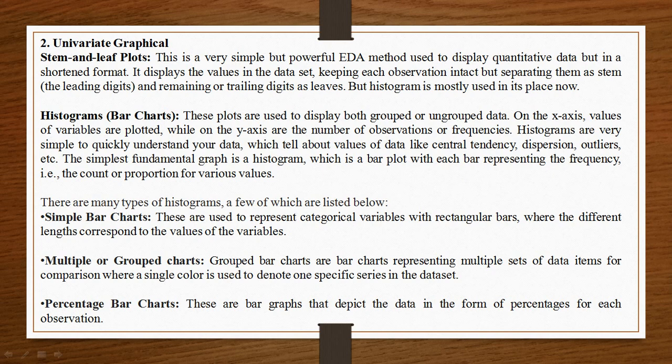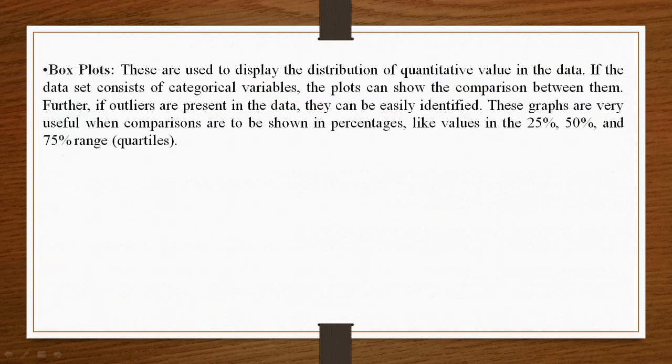There are three types of histograms. First is the simple bar chart, which is used to represent categorical variables with rectangular bars of different lengths corresponding to the values of the variables. Multiple or group charts, which will represent multiple sets of data items for comparison, wherein a single color is used to denote one specific series in the data set. Percentage bar chart, where the data is depicted in the form of percentage for each observation.